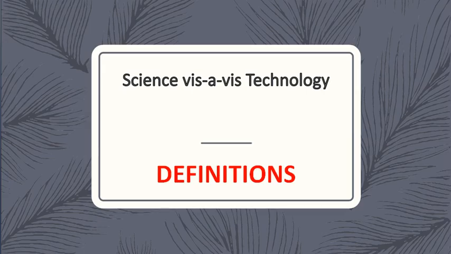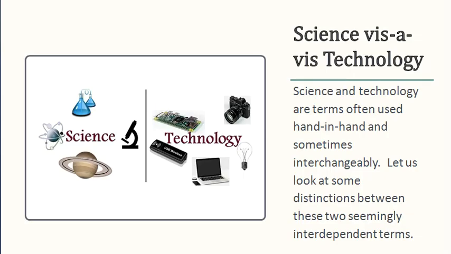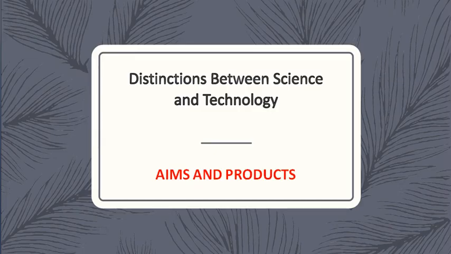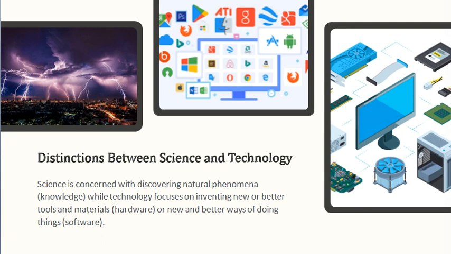All right, so this is the definition, science vis-a-vis technology. It says that science and technology are terms often used hand in hand and sometimes interchangeably. So let us look at some distinctions between these two seemingly interdependent terms. Here are the aims and products distinction between them.